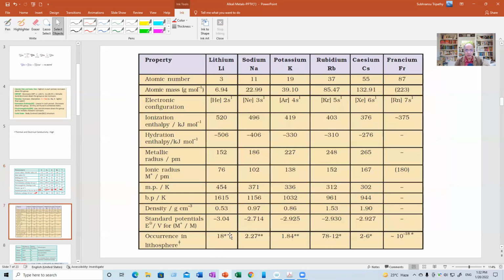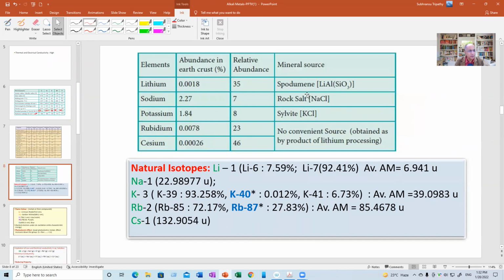Now, let us look at their availability. Lithium is present in the ore called spodumene, sodium in rock salt and several other minerals, potassium as sylvite. Rubidium and cesium are present in lithium minerals, very, very scarcely, rarely, along with lithium minerals.